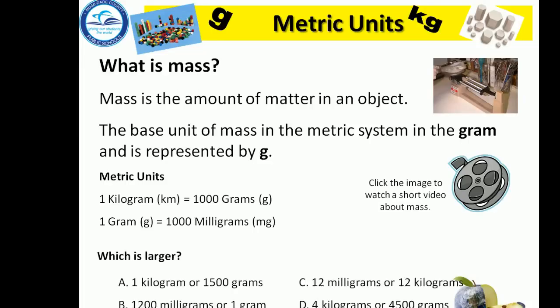So which is larger, 1 kilogram or 1,500 grams? Hopefully you said 1,500. 1,200 milligrams or 1 gram? And you should have said the 1,200 milligrams, because that would actually equal, I'm sorry, no, it would not equal 120 grams. That would equal 1.2 grams.